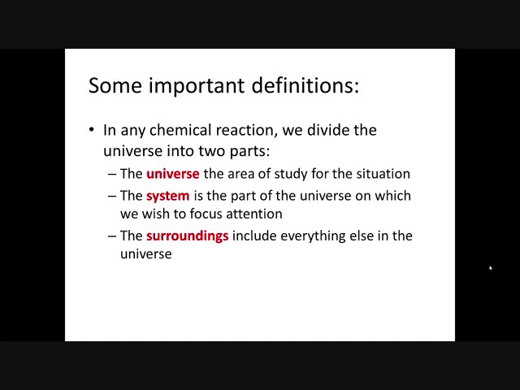In any chemical reaction, we divide the universe into two parts. Now, the universe is the area of study for the situation. Maybe it will be our solar system or the galaxy or something like that, but it could be an ecosystem, or it could be the chemical reaction. So the universe is just the area of study. Then the system is the part of the universe which we focus our attention on, and the surroundings include everything else. A lot of times, remember, we as people are in the surroundings.